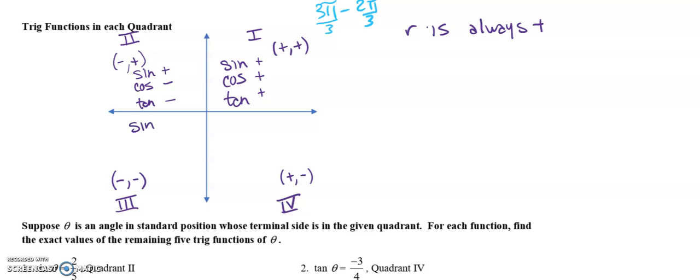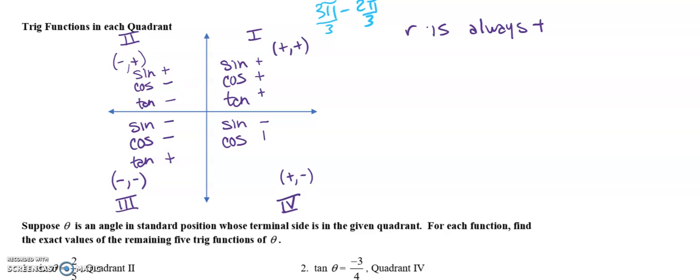Quadrant 3, sine is y over r, negative over a positive is a negative. Cosine is x over r, which is a negative over a positive, which is a negative. And tangent is y over x, negative over negative, which is a positive. And then in quadrant 4, sine is y, which is negative over the positive, which is negative.